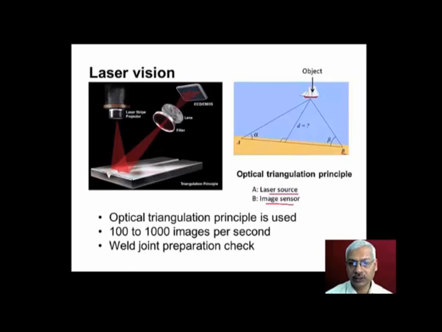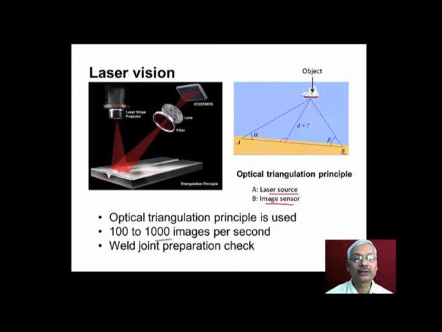Now we want to check what is the distance of the object from the line joining this AB. Knowing the distance between AB and these 2 angles alpha and beta, it is possible to get this D. This principle is used for the measurement.